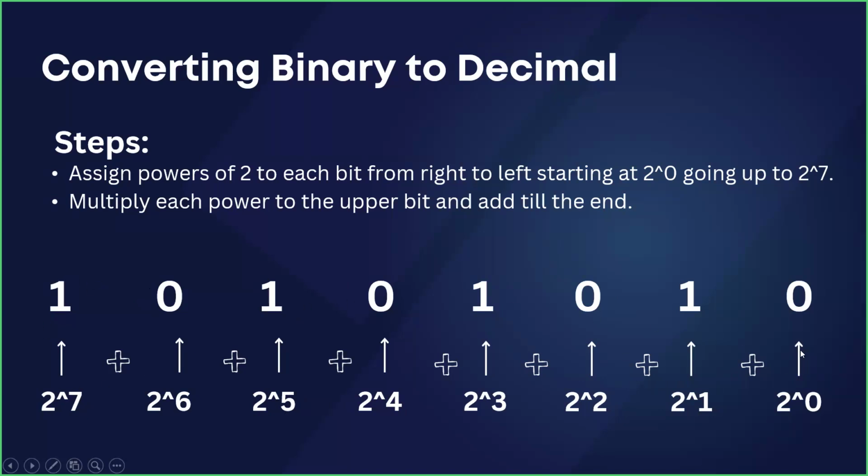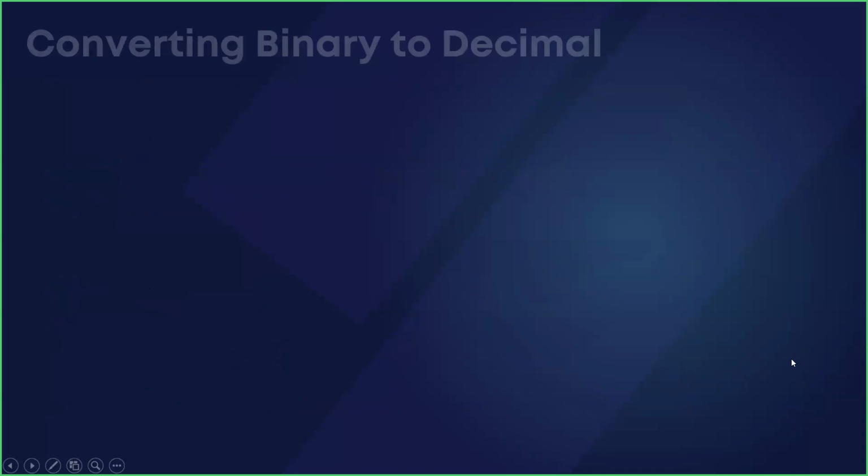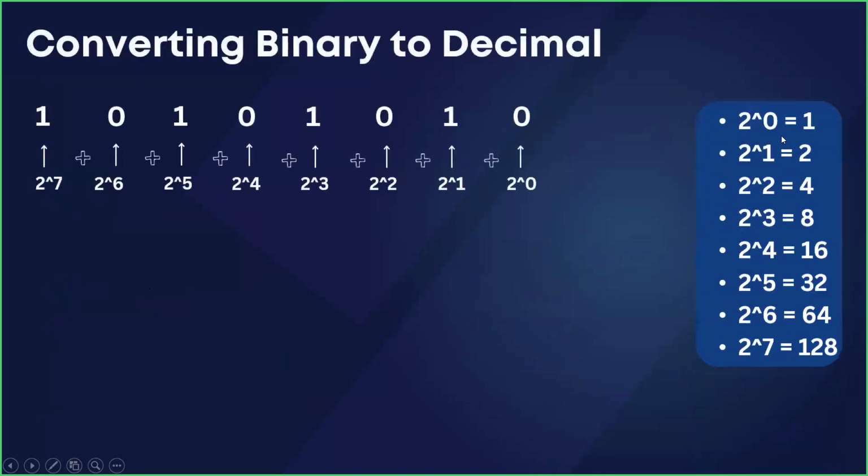Okay, so again, let me write down the values for these numbers first. Anything to the power 0 is always equal to 1. It's a mathematical rule. 2 power 1 is 2, 2 power 2 is 4, 2 power 3 is 8, 2 power 4 is 16, 2 power 5 is 32, 2 power 6 is 64, and 2 power 7 is 128. So 2 raised to the power 2 is nothing but 2 into 2. 2 raised to the power 3 is 2 into 2 into 2, 3 times, that's 8. Okay, so that's how we got these values.